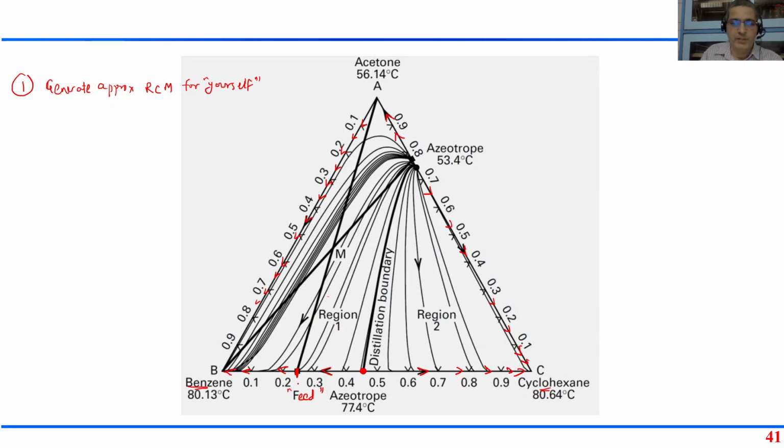Okay, so this is our feed: 75% benzene, 25% cyclohexane. Now if I mix acetone with this, let's say I mix 50-50. This is my mixed feed. Now if I distill, what will I get from this mixture? Look at the residue curves. Residue curves are pointing towards benzene. That means at the top we will be close to the azeotrope, maybe somewhere here. And at the bottom we will get essentially pure benzene. So if I have 100 kilomoles of the mixture, I have 75 kilomoles of benzene, 25 kilomoles of cyclohexane. I mix acetone with it. Let's say I mix 100 kilomoles of acetone.